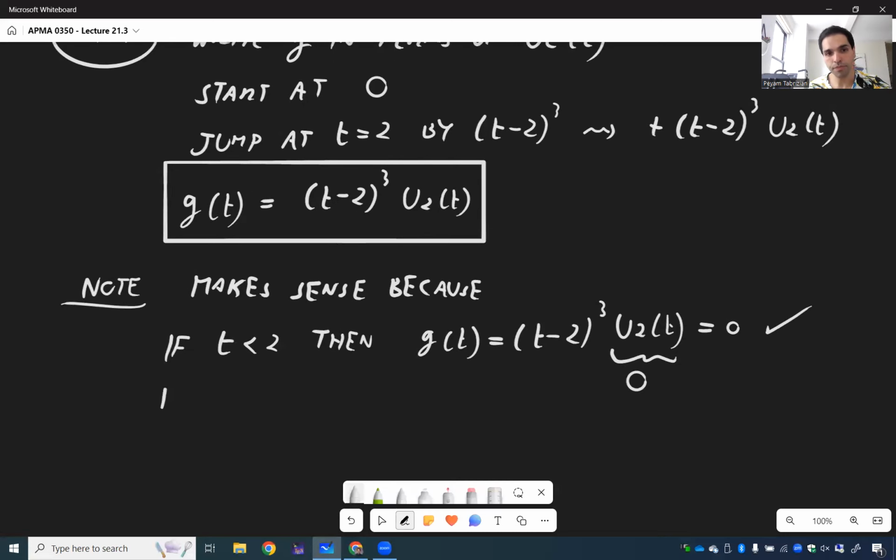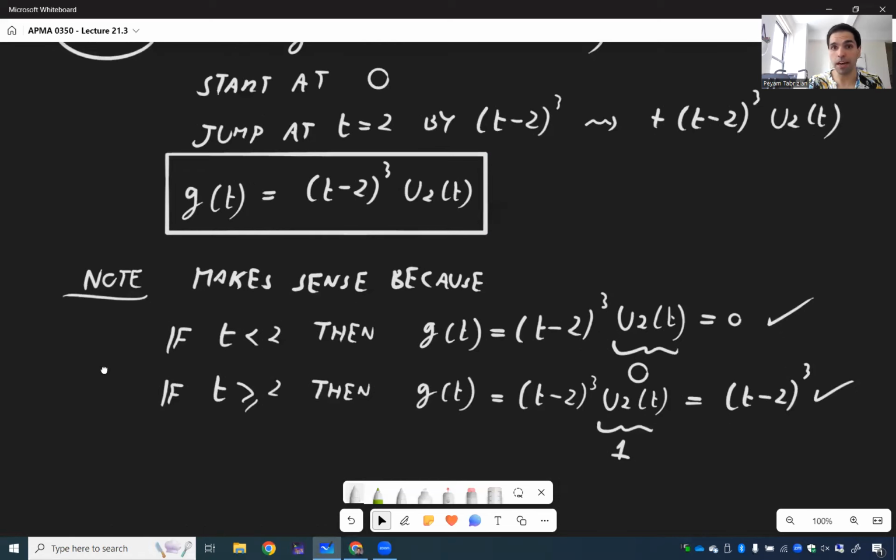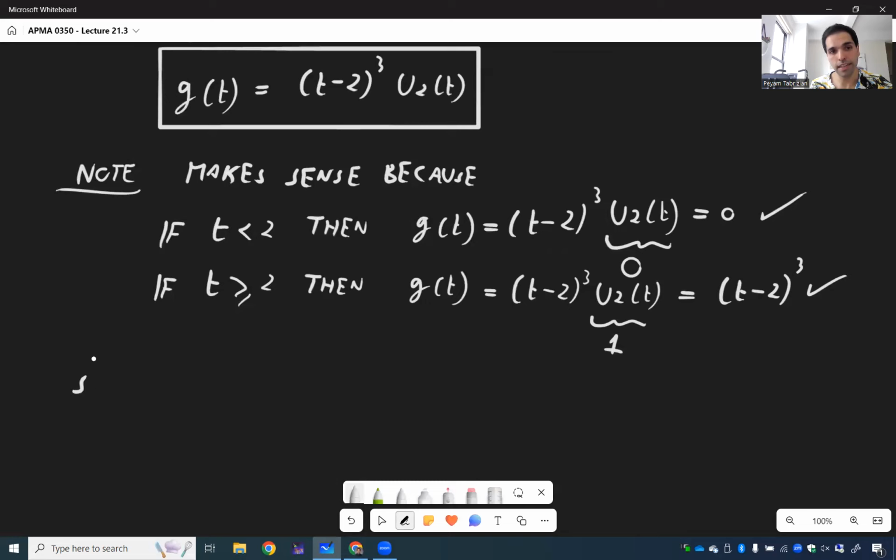And if t is greater or equal to 2, then g is (t minus 2) cubed u2 of t. In that case, u2 is 1, and we get (t minus 2) cubed. So in fact, it checks out. It's really (t minus 2) cubed times this off and on switch. And now we want to take Laplace transforms. Just like the previous example, step 2. Take Laplace transforms.